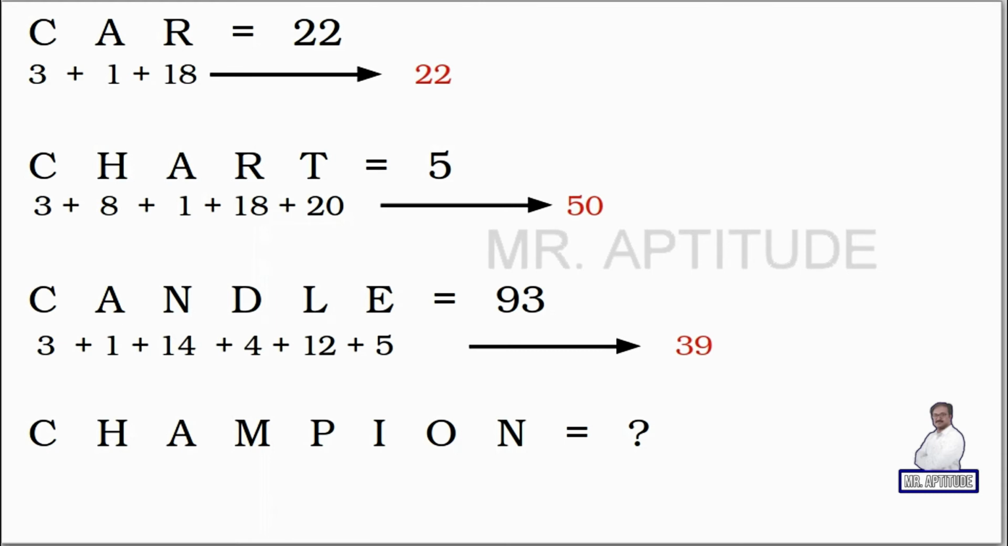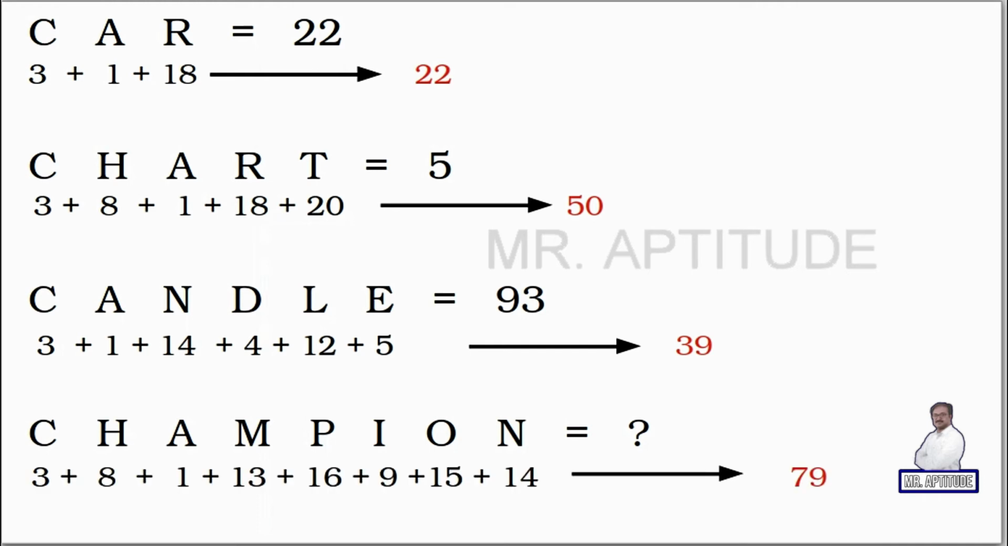Candle. Sum of the place values here. If you observe, the numbers are 3, 1, 14, 4, 12 and 5. Once you add these, you will get 39, but you are given 93. In the same way, champion. The sum of all these gives you 79. So your answer will be the reverse of this number, which is 97.